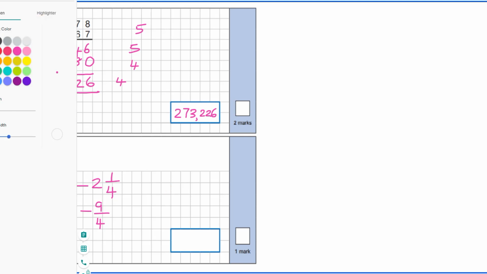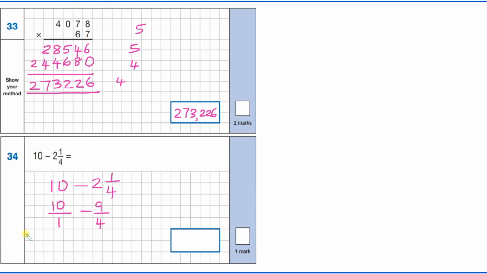Now I'm changing the color to show you. I'm making the common denominator 4. So times by 4, times by 4. That is going to be 40 over 4 minus 9 over 4. That is going to be 31 over 4. How many times 4 goes into 31? 4 times 7 is 28, 3 remaining. So 7 3/4 is the correct answer.